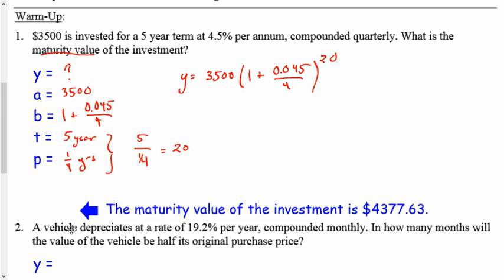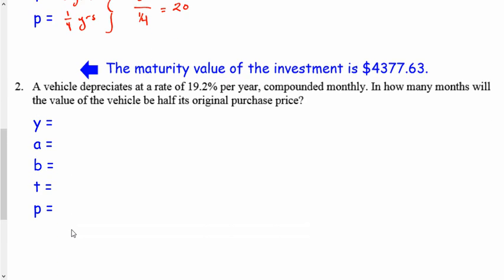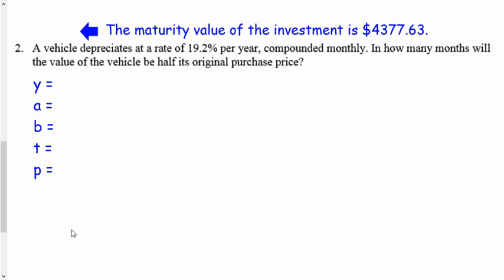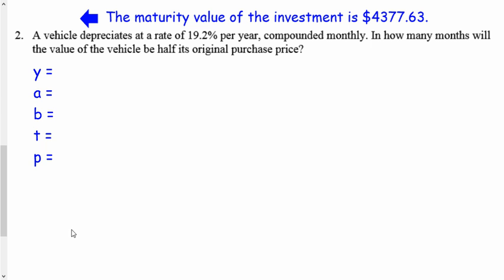In question number 2, now we have a vehicle depreciating at a rate of 19.2% per year, compounded monthly. Now this may look like an extreme rate of depreciation, but it's actually not far off for new vehicles. So particularly in the first 4 or 5 years, a vehicle may depreciate at a rate that's close to this.